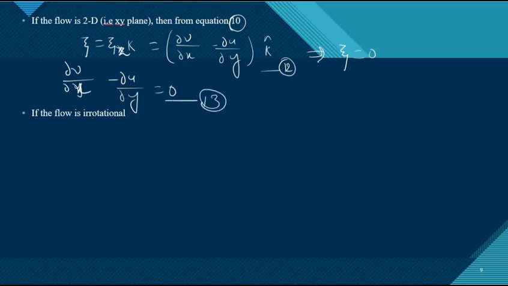Equation 13. This is the condition for a two-dimensional irrotational fluid. Whenever you see that the fluid is irrotational, this would be the condition for that. That is, ∂v/∂x minus ∂u/∂y should be equal to 0 if you want to check whether any two-dimensional fluid is irrotational or rotational.